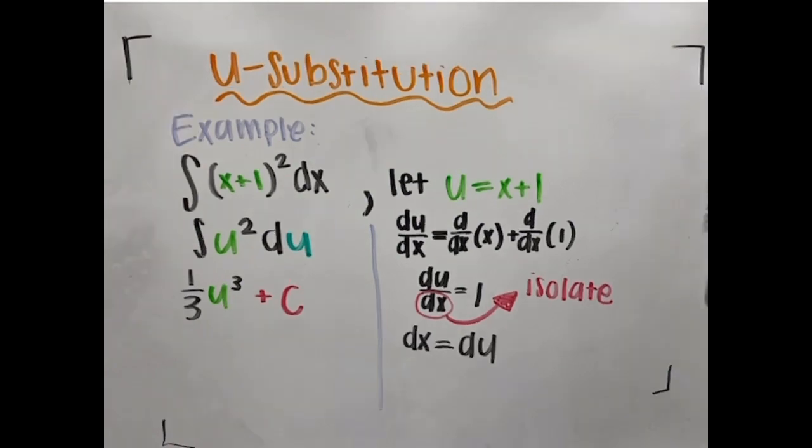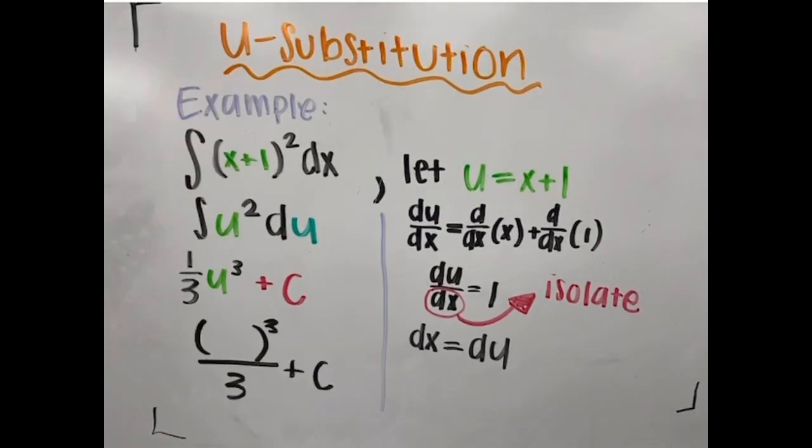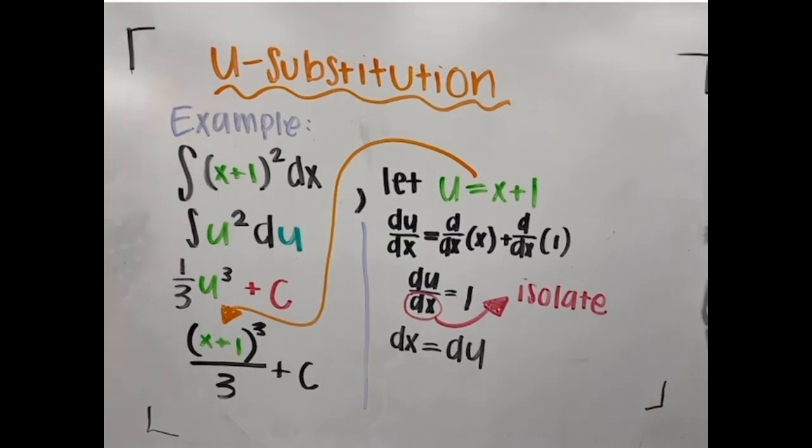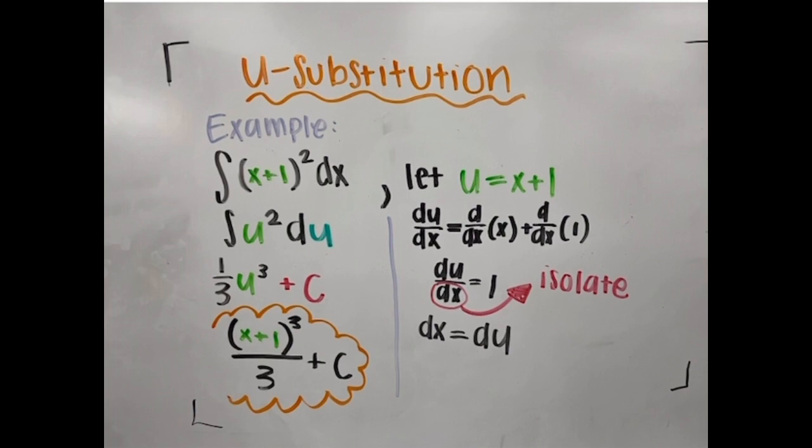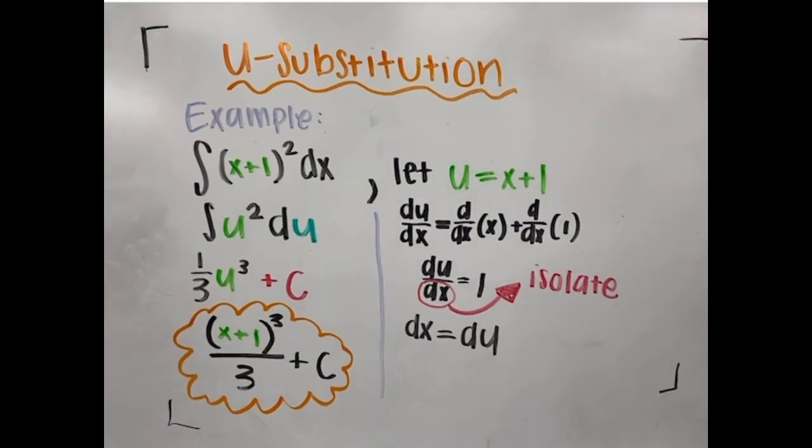Now that we've simplified u, substitute the x plus 1 back for the u. This makes the answer x plus 1 cubed divided by 3 plus c.